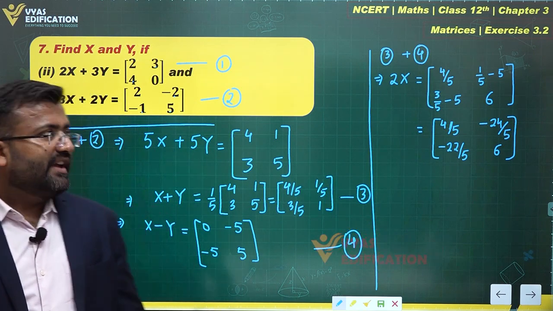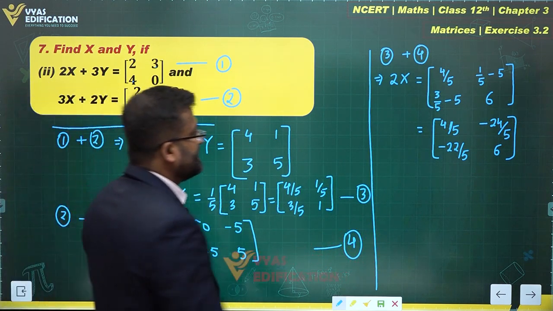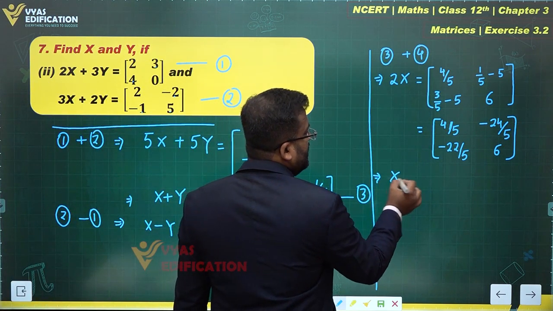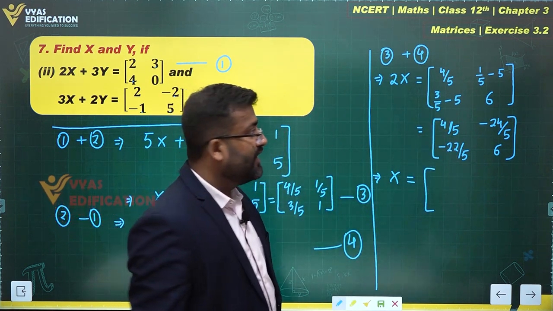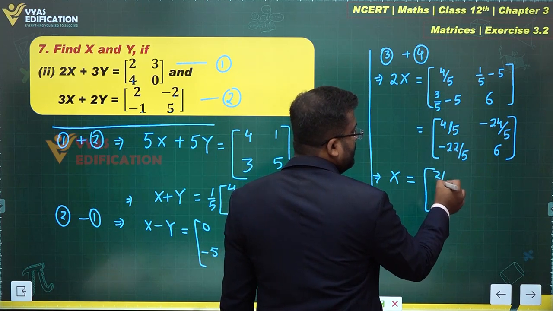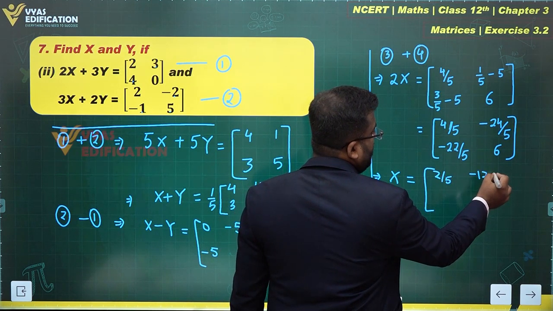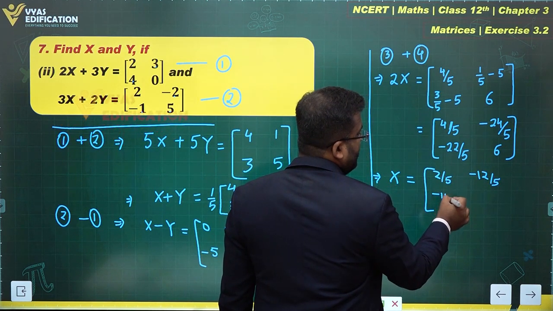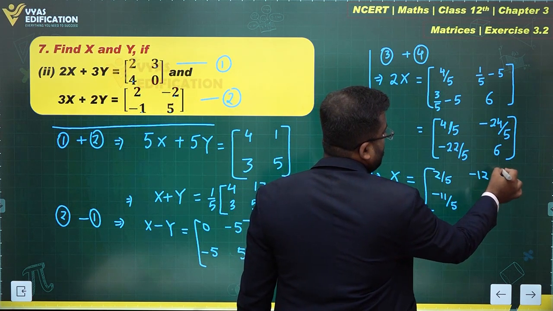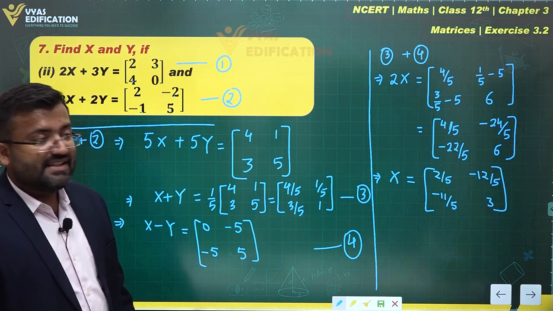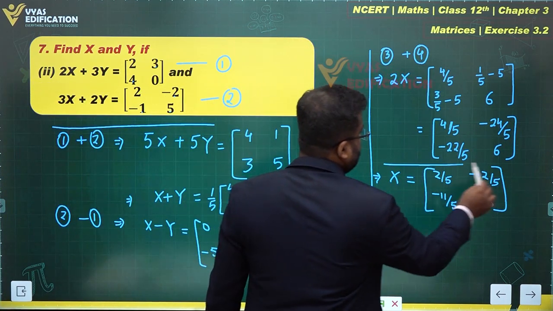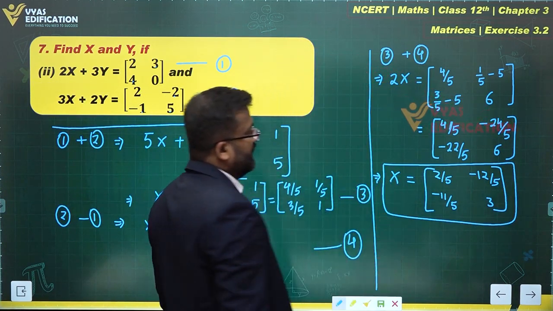Since we already know 2x, can we easily find x? Yes. We divide by 2 on both sides. Let's divide by 2 inside the matrix. And the matrix x would be 2 by 5, minus 12 by 5, minus 11 by 5, 3. This is matrix x for us.